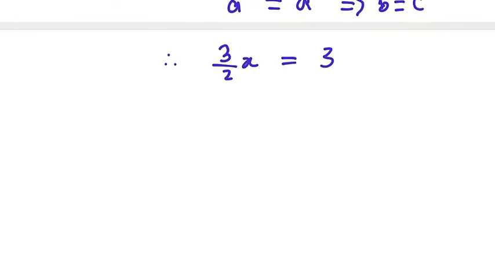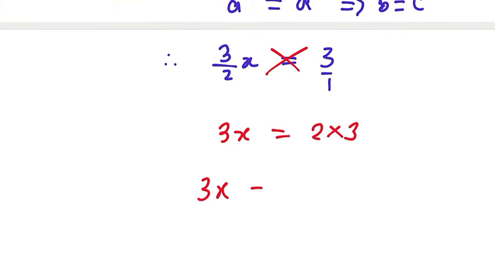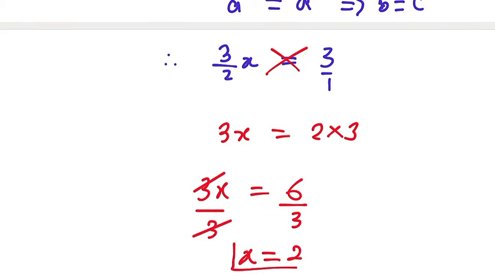Understood? Now, to do cross multiplication, write this 3 as over 1. Cross multiplying, we have 3x equals 2 times 3, so 3x equals 6. Divide both sides by 3, we cancel this, and we have x equals 2. So we have the solution to be 2. Now let's check whether we are right or not.